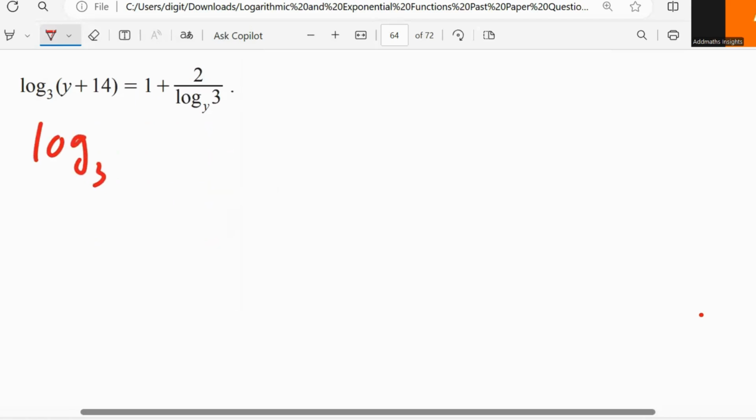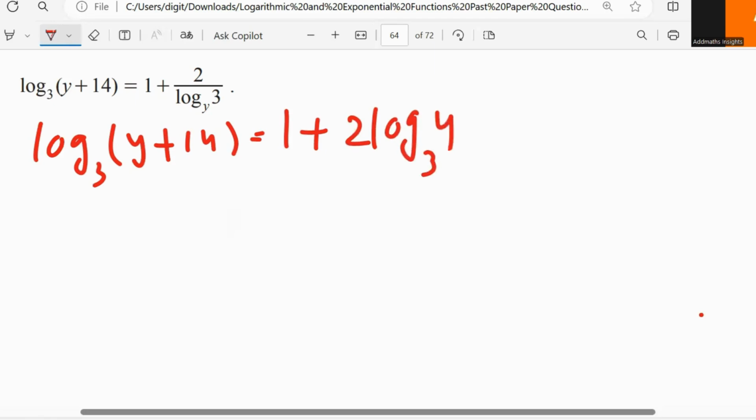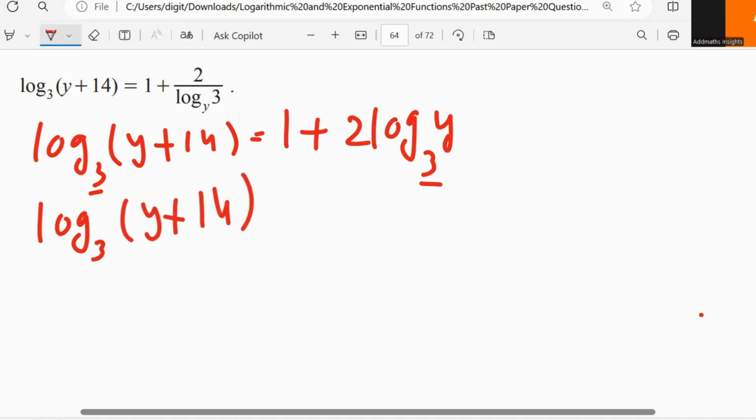So you can write log 3y plus 14 is equals to 1 plus 2 log, you just take reciprocal of this term. So reciprocal of 1 over log y3 is equals to log 3y. So this is how once you take reciprocal. Now you see that the bases are same. So you can take this on the other side. And this 2 becomes power. And 1 as it is.